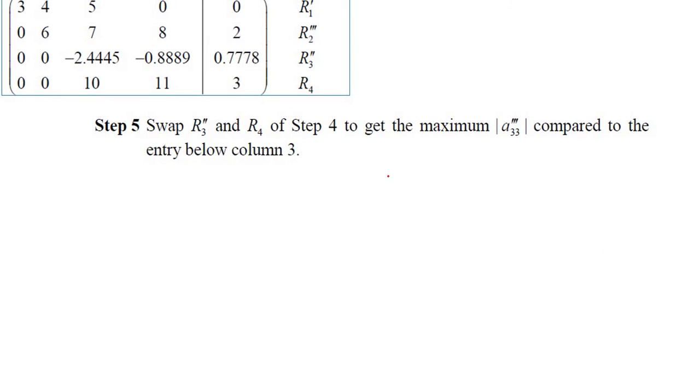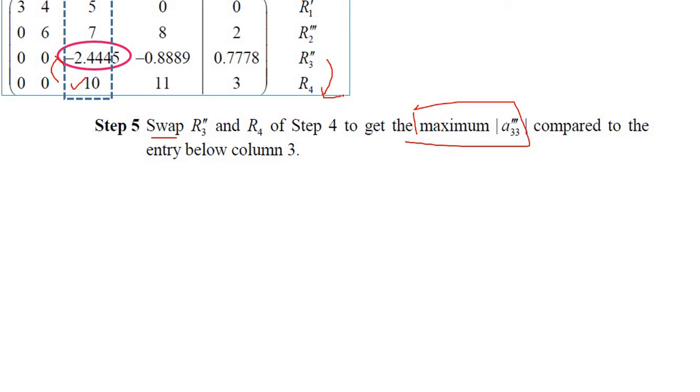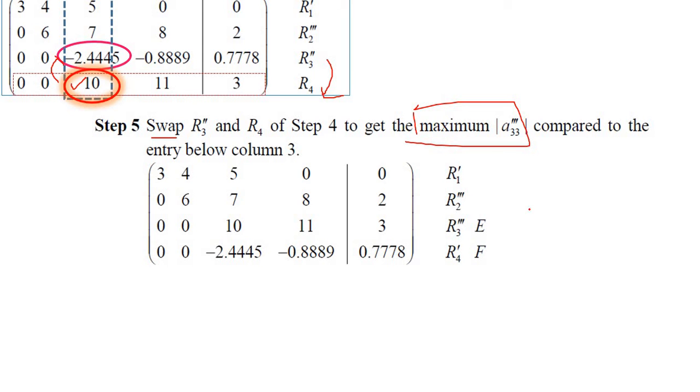And our next column, as usual, when we go to the next column, we will check. We need to check the maximum of A33. Previously it was A11, A22, and now it is A33. So we will look at our A33 here and then look at the whole column. Which one is giving the maximum value? It is 10. So make sure that you swap these two rows, everything, and then you will have the new matrix here. When you have swapped this one, you can proceed with the next step.